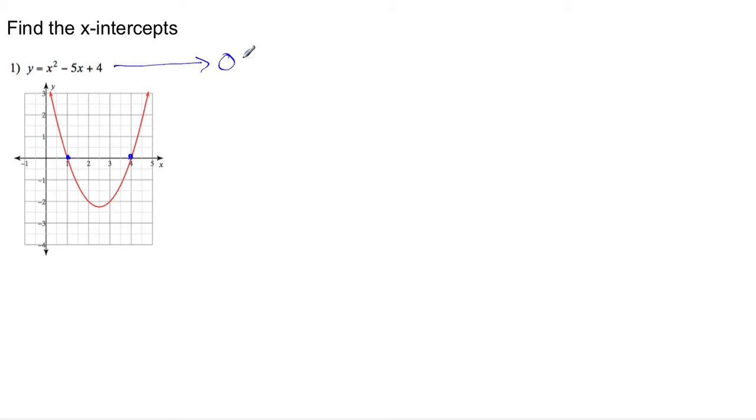So if I set this equal to 0, I get 0 is equal to x squared minus 5x plus 4. How can we solve this? I can't just subtract the 4 because then I have two separate x's. I can't have x in my answer. That's like defining a word and using that word in the definition. So what I actually do is I factor it. And here, if I factor this, I get x minus 4 times x minus 1.